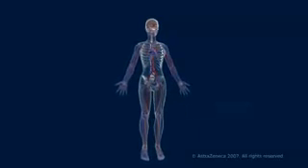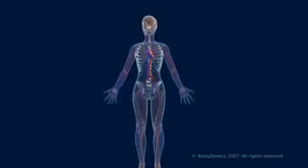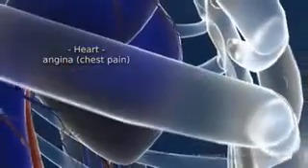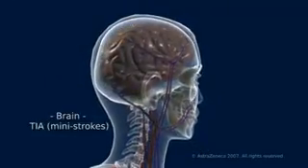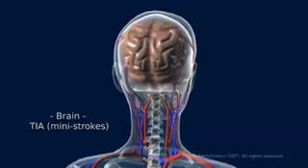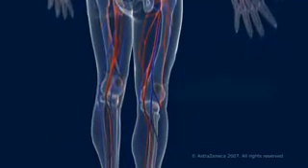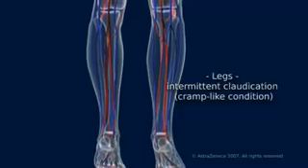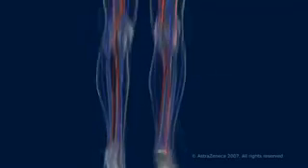But some people can have no symptoms even with extensive atherosclerosis and are at risk from sudden death. The symptoms depend on the site of the affected artery. In the heart, it can manifest as chest pains, angina. In the brain, as a type of mini-stroke called transient ischemic attacks. And in the legs, as a cramp-like condition called intermittent claudication, which can result in amputation of the limb.